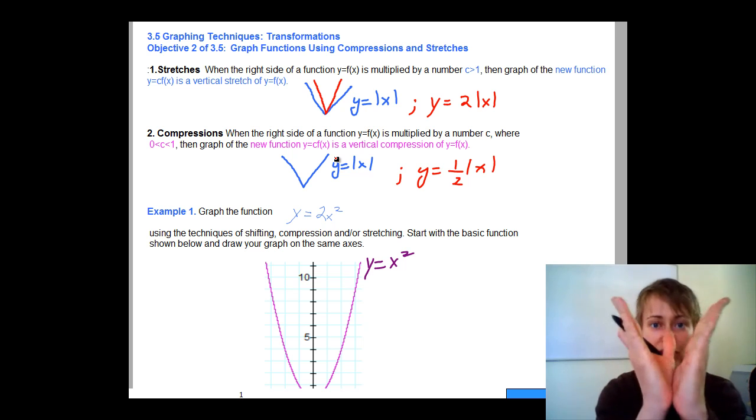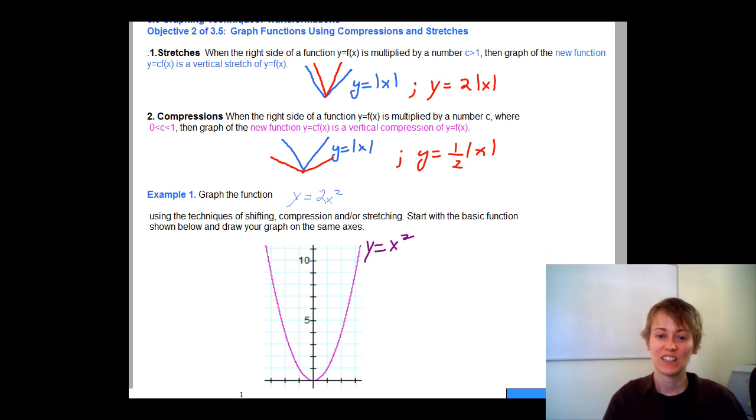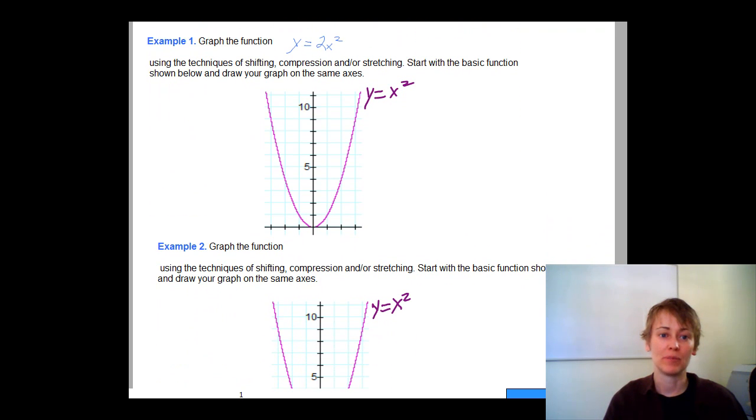That means it was this, and now it's going to go down in y. It's going to open up. So it's like the fraction makes it look fat. Fractions make it look fat when you multiply in front. Okay, let's go to example number 1.